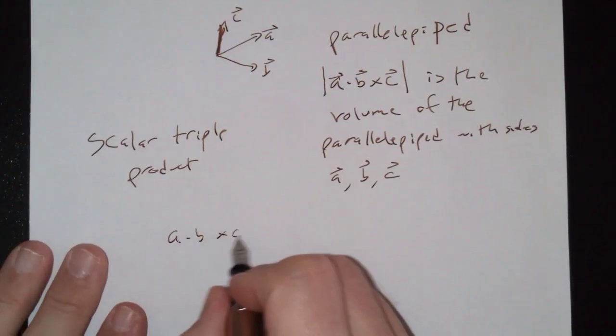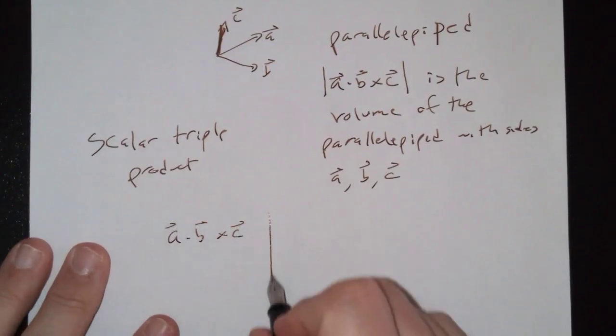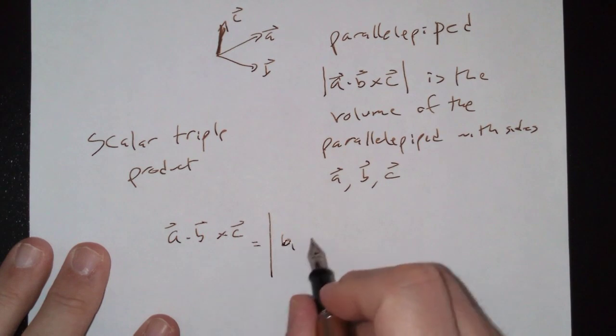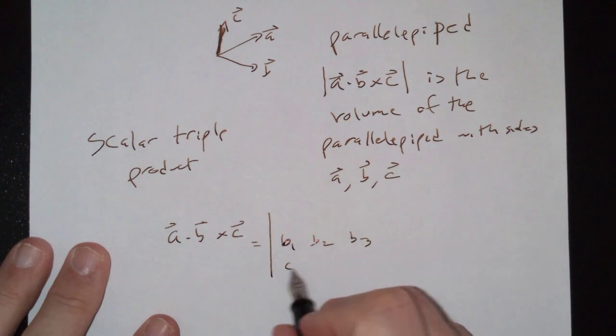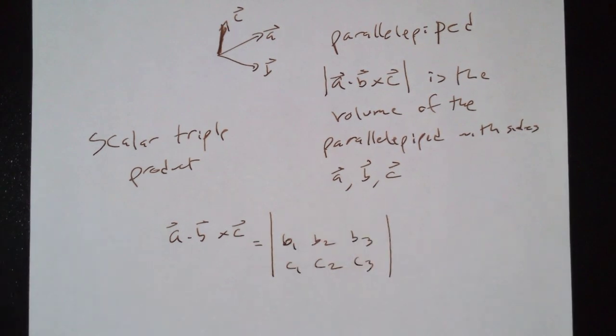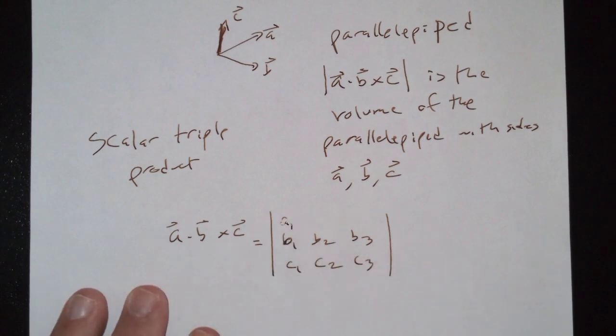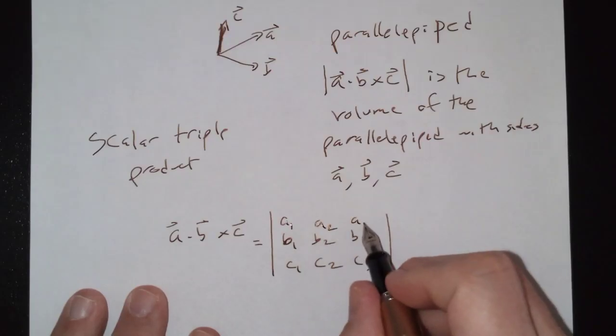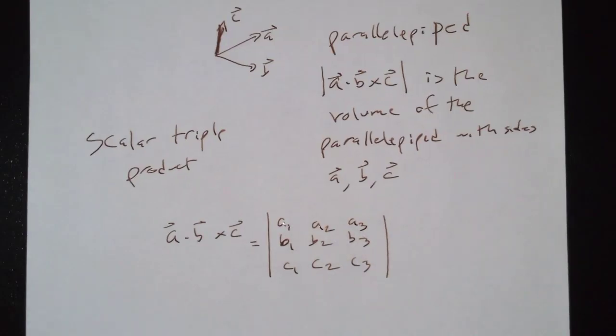A dot B cross C. Well, normally I would have B1, B2, B3, C1, C2, C3, and I'd have I, J, and K up there, right? But when I do the dot product, I take the first part of A and multiply it by the first part of the cross product. That would just get rid of the I and replace it with A1. So let's do that. Same thing for A2. Same thing for A3. So I can actually do the scalar triple product in one step. And it's one determinant.